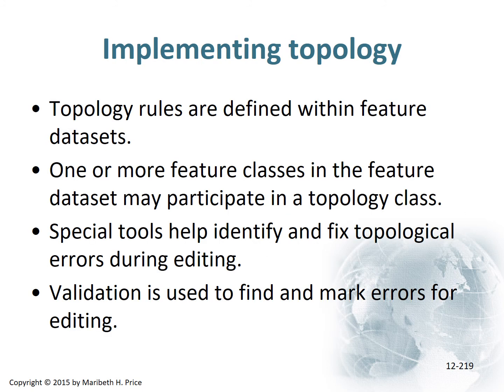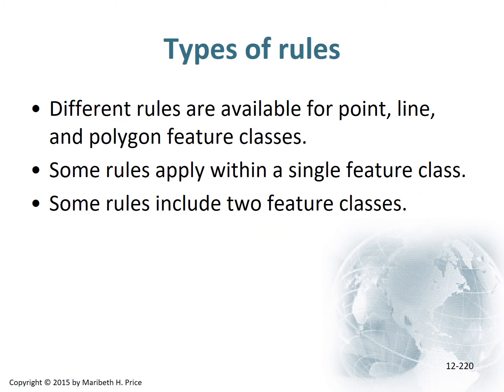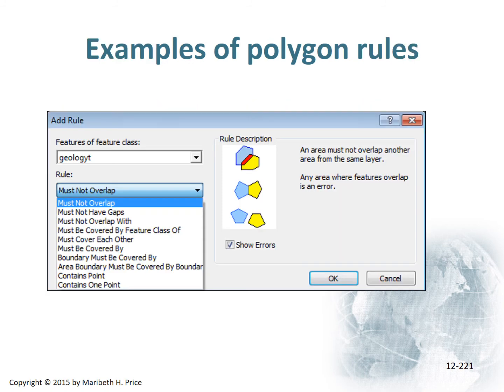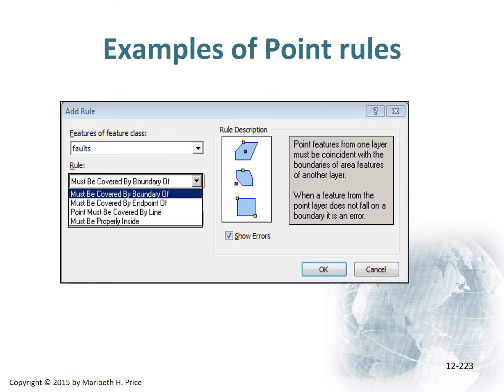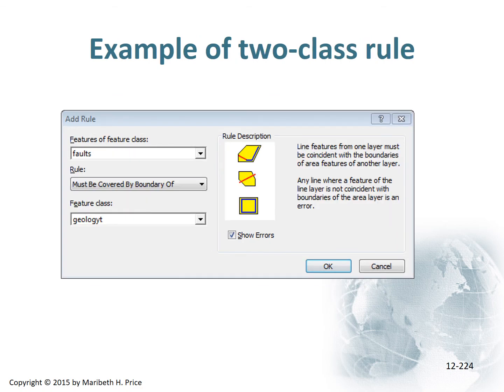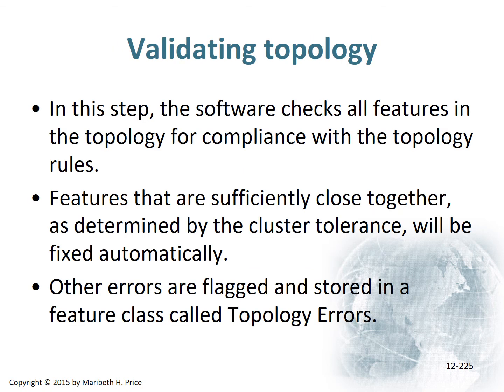Implementing topology can be fairly straightforward. Rules are defined within the feature data set. There are special tools to do this with. Validation is used to mark errors and for editing, and then you can go back and fix them until you end up with a data set that doesn't have any errors, i.e. everything's good. Well, the types of rules, there are different ones for each one. You need to know a few different ones for some of the questions. Here are some examples of rules for lines, examples of point rules, examples of two-class rules.